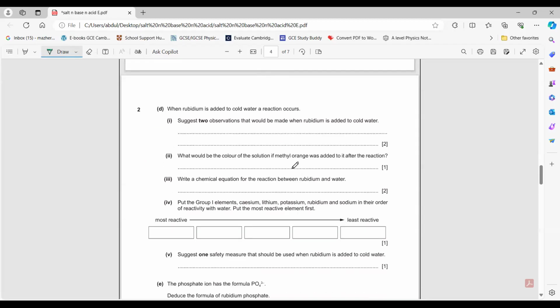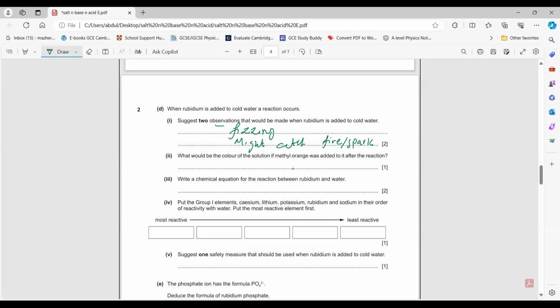Now we have when rubidium is added to cold water, a reaction occurs. Suggest two observations that would be made when rubidium is added to cold water. क्या possible outcomes होते हैं हमारे पास उनके? Fizzing reaction and rubidium hydroxide. So just two observations. Condensation forms and steam is released. हमारे पास fizzing होगी and might catch fire due to hydrogen. Spark produce हो सकता है हमारे पास.